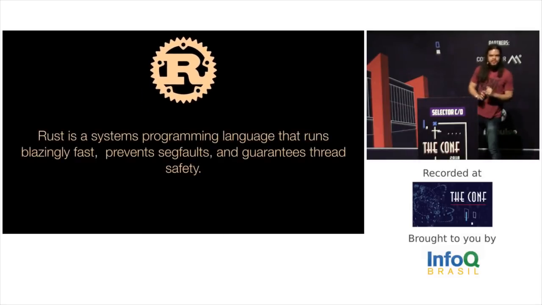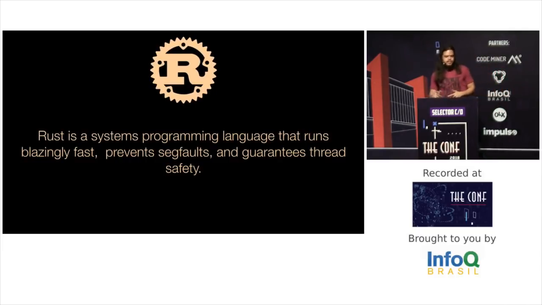So this is the description on the official website. Rust is a systems programming language that runs blazingly fast, prevents seg faults, and guarantees thread safety. And I know that sounds like big marketing claims, but most of it is actually pretty true. I have never seen a seg fault in Rust unless you specifically say, hey, I'm doing something that can cause a seg fault.